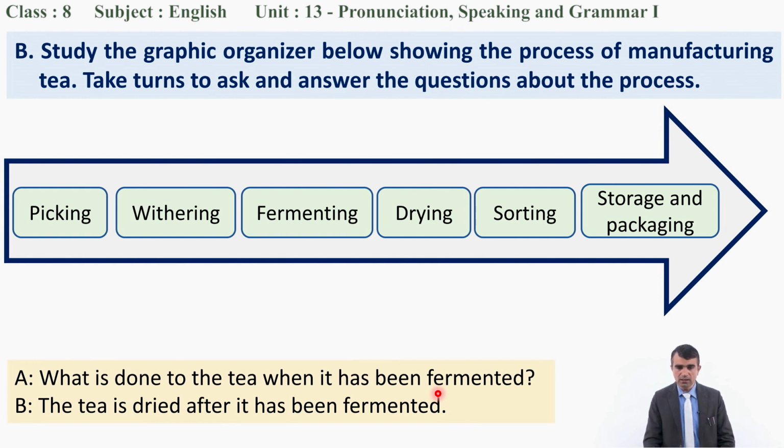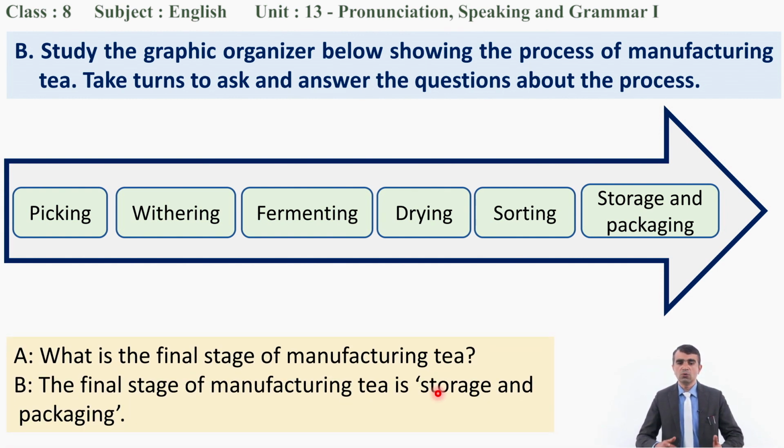Similarly, the next question can be, what is the final stage of manufacturing tea? The answer can be, the final stage of manufacturing tea is storage and packaging. Well, before packaging, what should be done to the tea? Sorting.